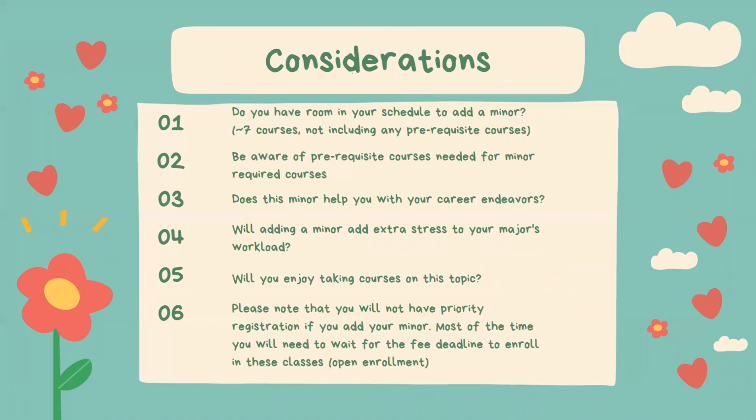And then last but not least, please note that you will not have priority registration if you add a minor. There's a common misconception that there might be a second priority registration, with everyone within your major having authorization to add certain courses because it's restricted solely to them. There isn't a second layer of priority because it's not part of our system. It is kind of hard on the back end to provide that. But most of the time you will need to wait for a fee deadline in order to enroll into those classes. And that is typically when open enrollment occurs.